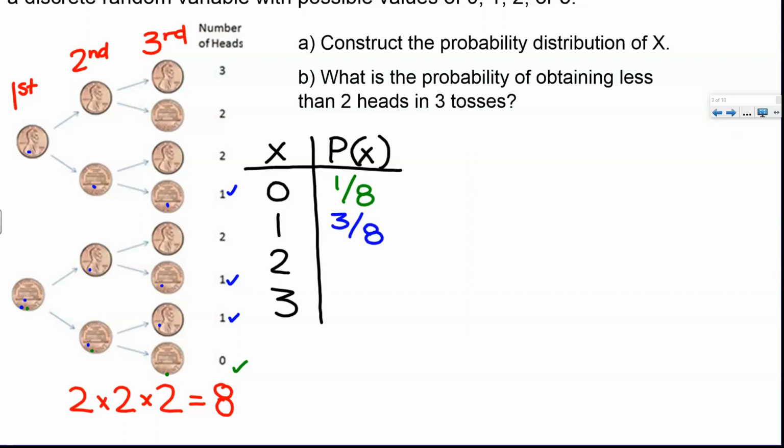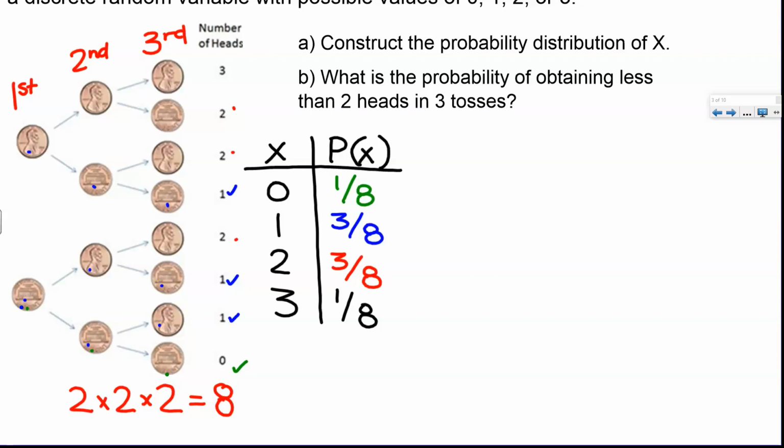What about 2 heads? 3 also. So we see that here, here, here, here. 3 out of 8. And then the last one, the only thing left, there's just 1 left where, if we get all tails, or I'm sorry, if we get all heads, then we have 3 heads, right? So there's 1 out of 8 ways that could happen.